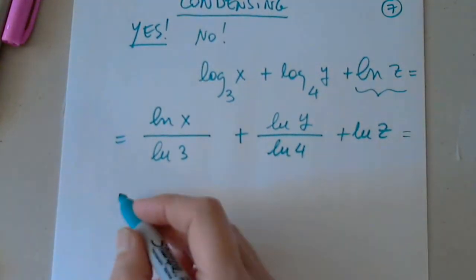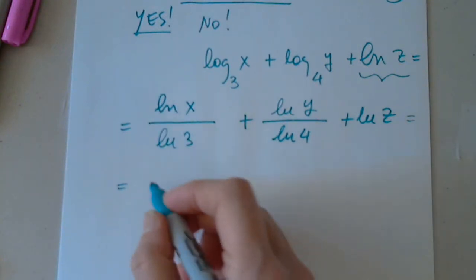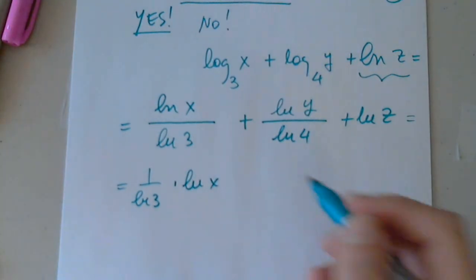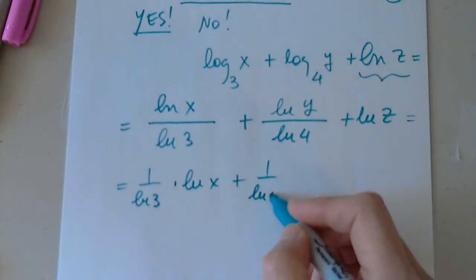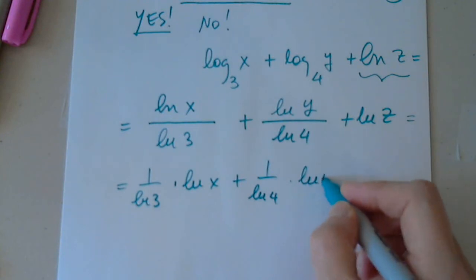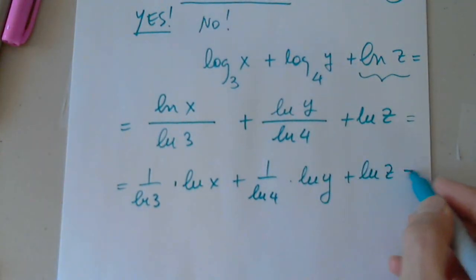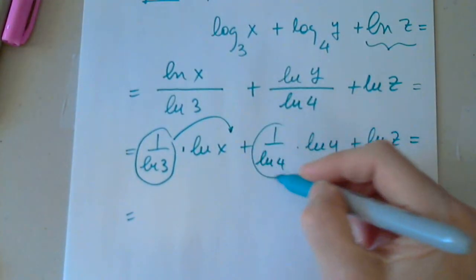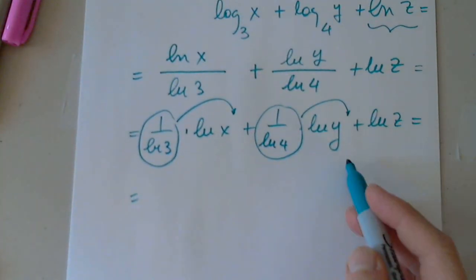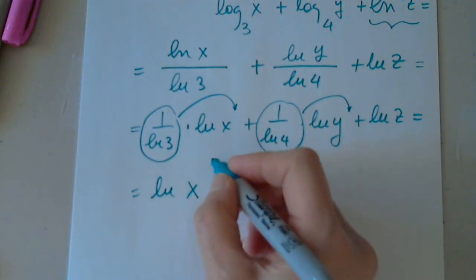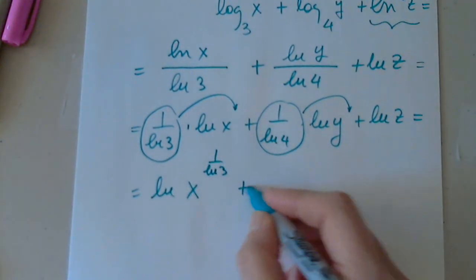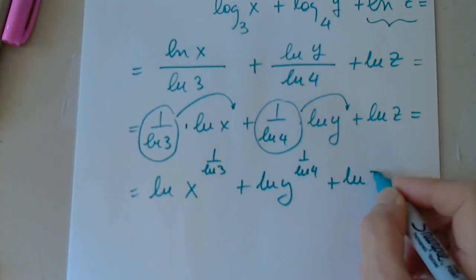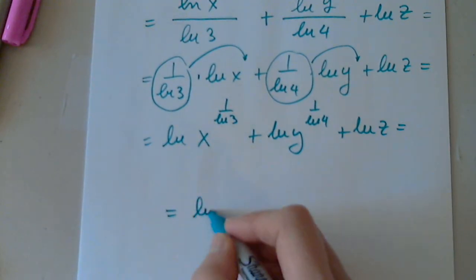So now, I have to change this into 1 over natural log 3 times natural log x plus 1 over natural log 4, because it's a constant, times natural log y plus natural log z. This becomes, going back, the power of z. It's a constant. Goes back, becomes the power of y. I know, it looks awful. And now I have this.